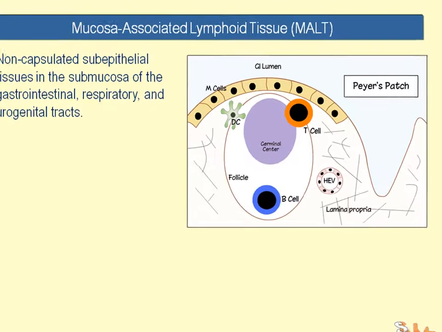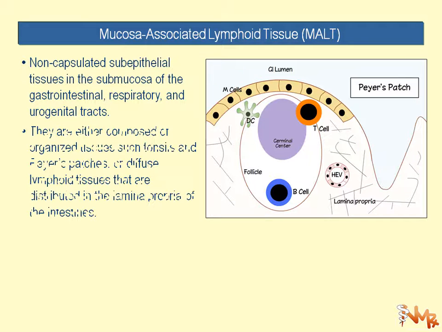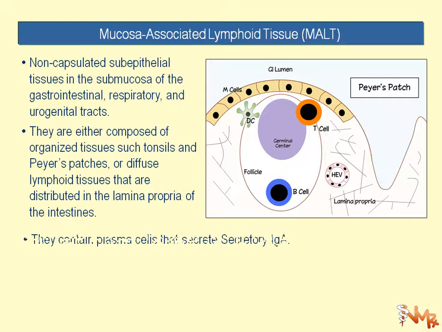So, mucosa-associated lymphoid tissues are non-capsulated subepithelial tissues in the submucosa of gastrointestinal, respiratory, and urogenital tracts. They are either composed of organized tissues such as tonsils, Peyer's patches, or diffuse lymphoid tissues that are distributed in the lamina propria of the intestines. They contain plasma cells, then these plasma cells make secretory IgA.